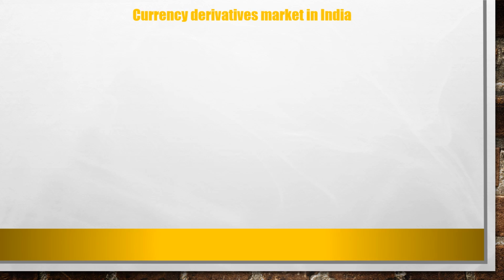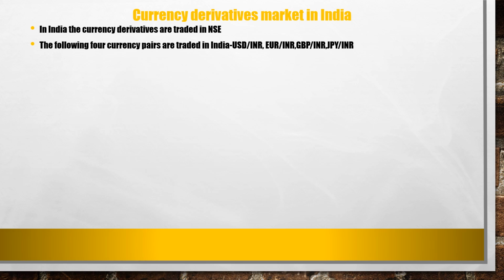Now let's examine how the currency derivatives market in India operates. In India, the currency derivatives are traded in the National Stock Exchange. The following four currency pairs are traded in India: USD INR, Euro INR, GBP INR, JPY INR. However, the substantial liquidity is available only in USD INR to enable bulk trade.